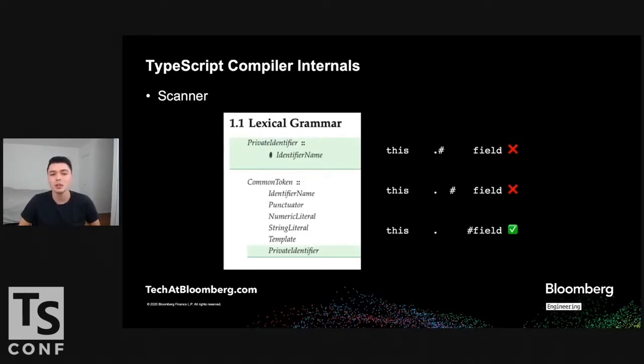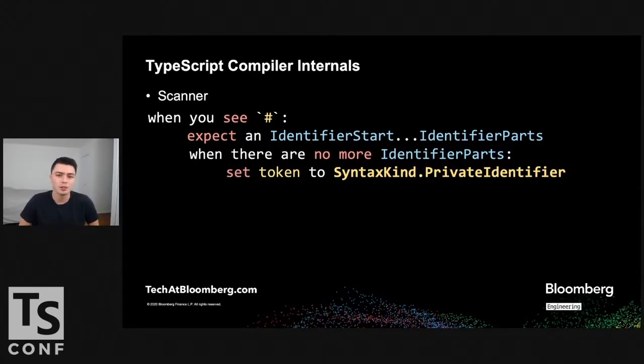Tokens can typically not contain white space, with the exception of a string literal. The specification here is telling us that there is not allowed to be a space between the hash and the identifier name. So here's some pseudocode for us to introduce the ability to parse out private identifier tokens in the scanner. When you see a hash symbol, we should expect to see an identifier start after, or the start of an identifier, followed by anything that an identifier can contain.